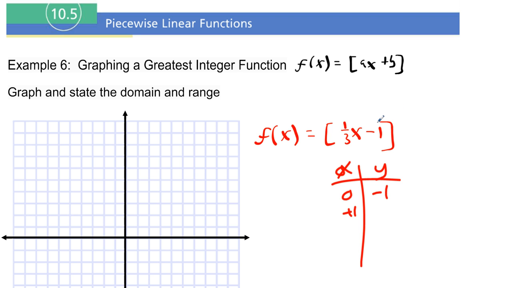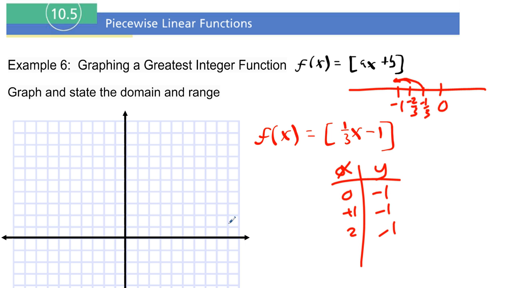Negative 2/3, if you think about it on a number line, if this is negative 1, then 1/3, 2/3. If this is negative 2/3, then what's the greatest integer if you round down? It would be negative 1, so that's why this is still negative 1 right here. If I plug in 2, 2/3 minus 1 is negative 1/3. But what's the greatest integer rounding down? We have to round to negative 1, so it's going to be negative 1 again.